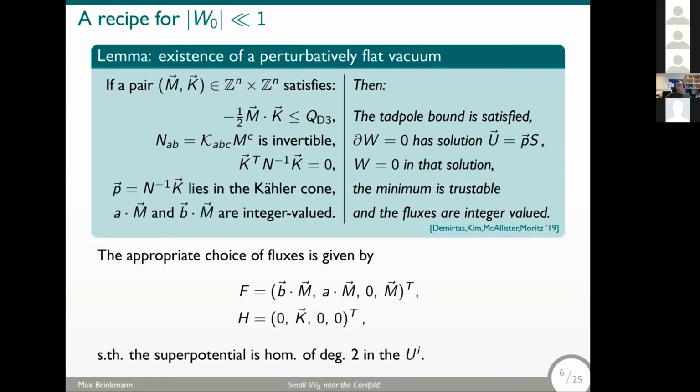In this generic minimum, we find that the moduli are just linear in the axiodilaton, and this linearity factor P should lie in the Kähler cone to have a trustable minimum. Of course, these fluxes should also be integer valued, and this is the last of the conditions.